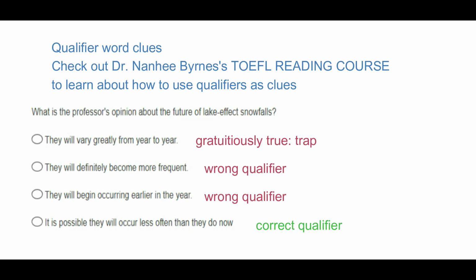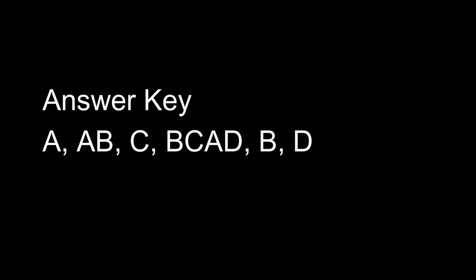How the weather will change in the future due to global warming? Nobody knows. So it has to be qualified with words like "possibly" or "probably." So based on the way all these options are worded, D has to be the correct answer.